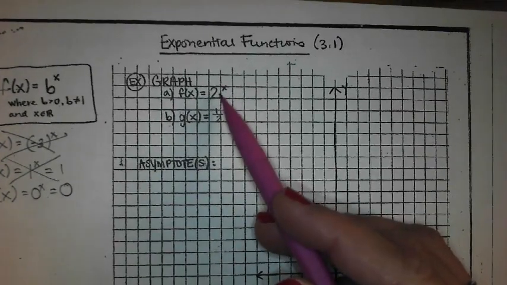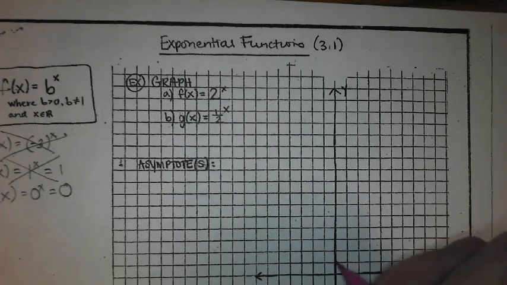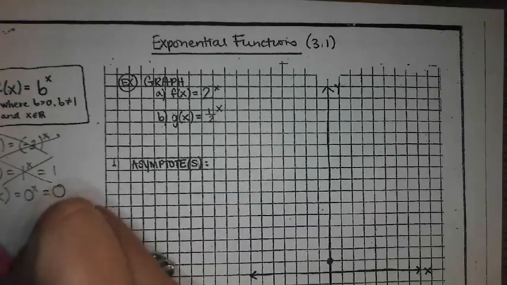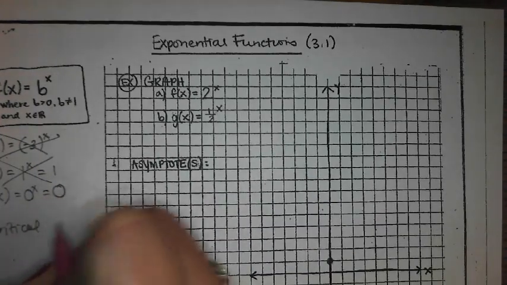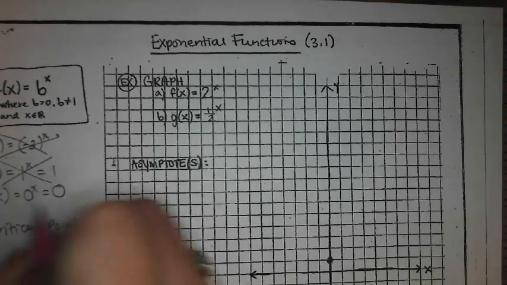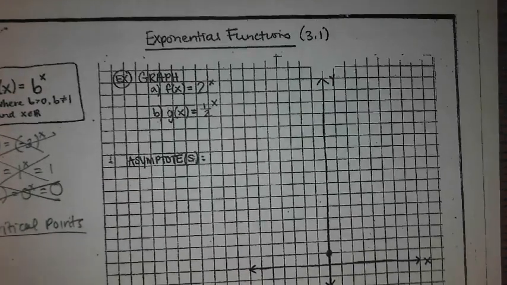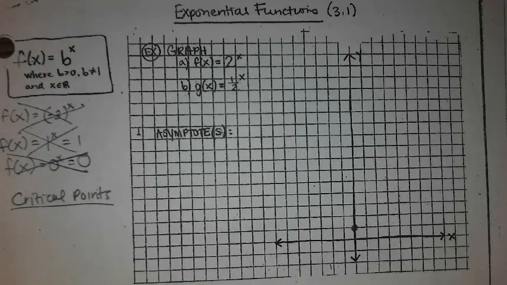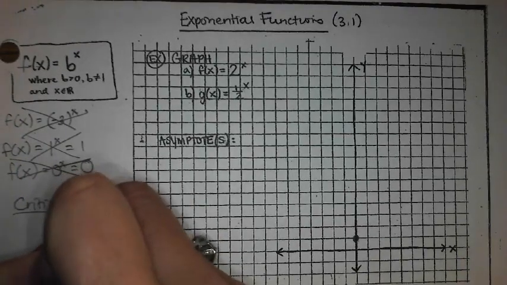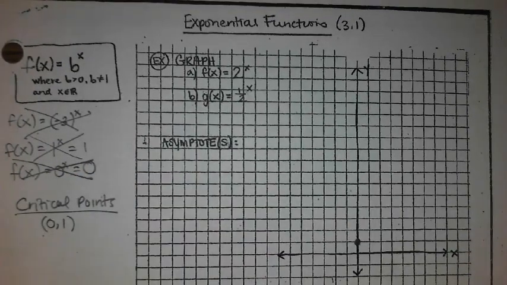Your critical points are going to be your y-intercept, so 2 to the 0 power is 1. And that's always going to be a critical point. So down here, I'll keep a tally of critical points, and the reason I'm bringing them up is because once we get into transformations, those are the ones we want to focus on, giving the function its general shape. So 0, 1 is a critical point of your parent function, regardless of the b value.